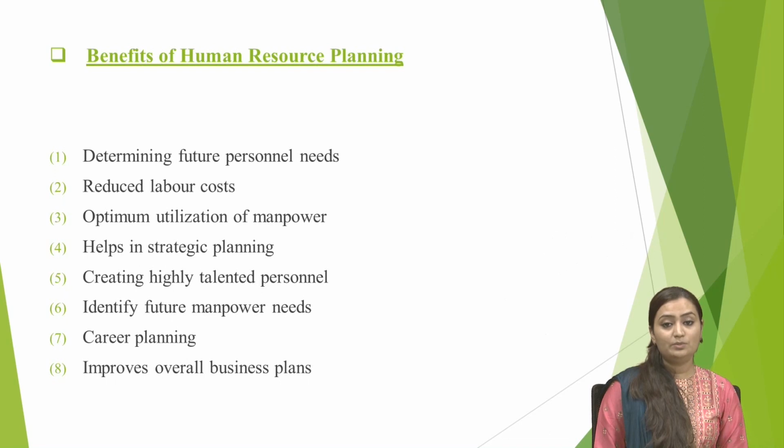Then ultimately the human resource plan will help the organization to get in connection with the individual person, which will help them to know about their career objective, and ultimately the manager will make a plan and will also make a kind of initiatives which will help the organization's employees to fulfill their career objective as well. And last is related to improving the overall business plan.